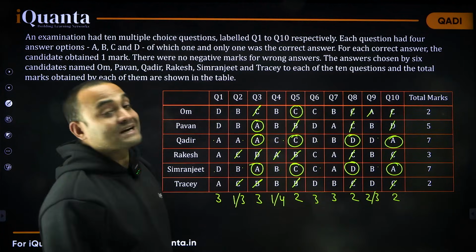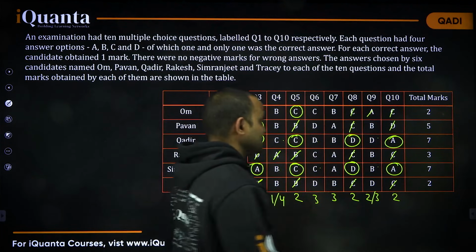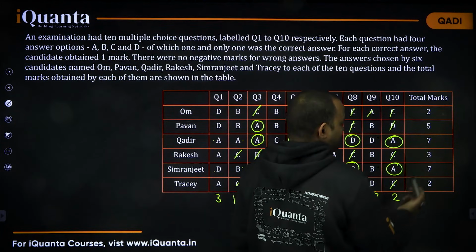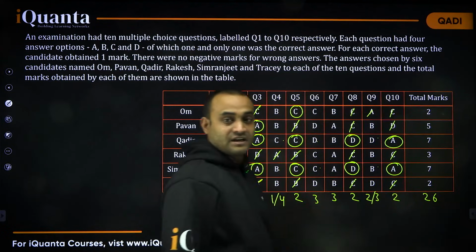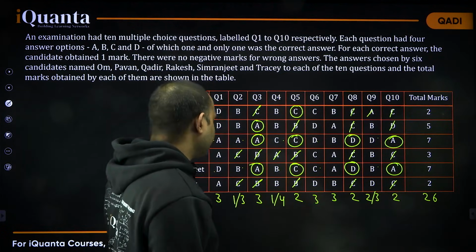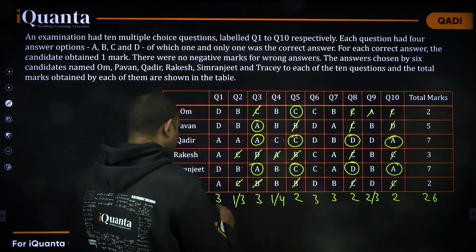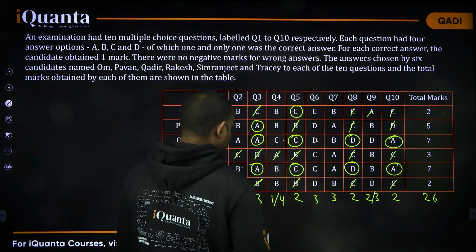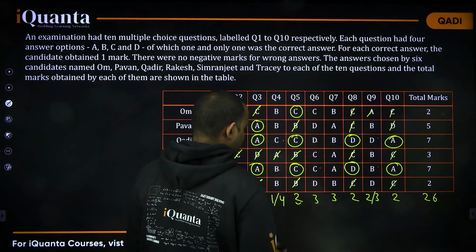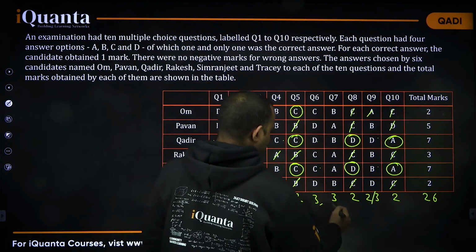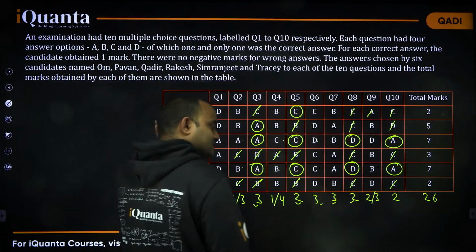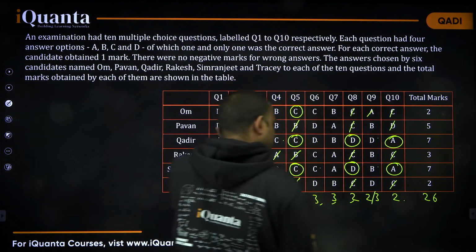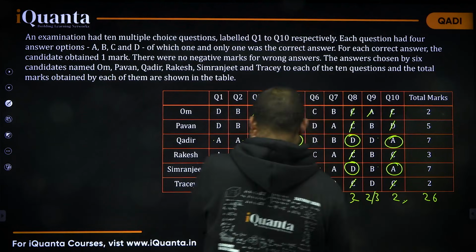Now, how many correct responses are there? Out of these, 2 plus 5, 7 plus 7, 14 plus 7, 21 plus 5. Total 26 responses are correct. Right? So, out of these, if we check, 3 plus 3, 6 plus 2, 8 plus 6, 14 plus 2, 16 plus 2, 18. Right? This is 18.